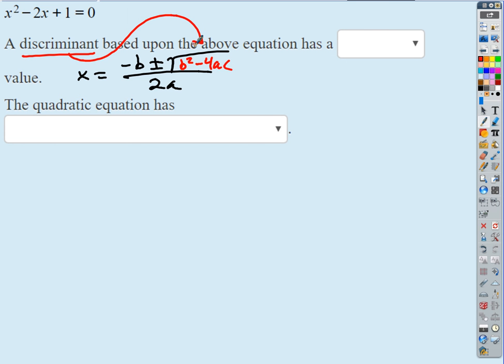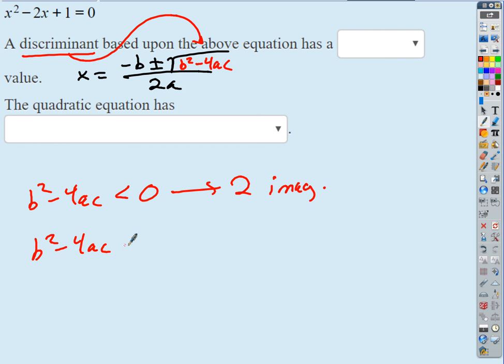So we know that if under the radical we get a negative number, then that's giving us two imaginary zeros, right? They always come in pairs. So we just have to figure out what we're getting. If b squared minus 4ac is less than 0, we're getting 2 imaginary. If b squared minus 4ac is greater than 0, then I'm getting 2 real solutions, one for the plus and one for the minus, remember?